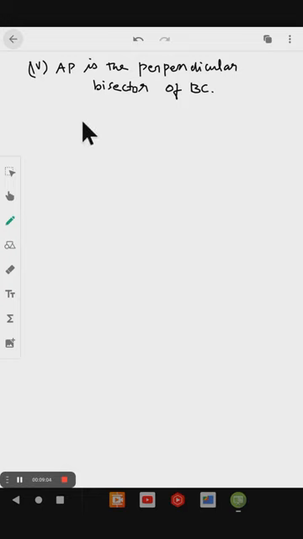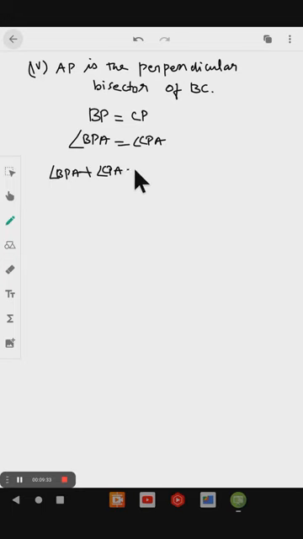For this one, first we take BP equals CP, which we have already proved in part 2. So by CPCT, another part we can take is angle BPA equals angle CPA. Taking the linear pair, angle BPA plus angle CPA equals 180 degrees.